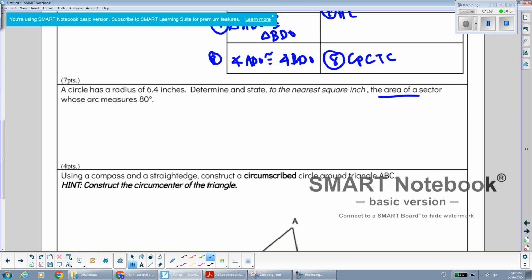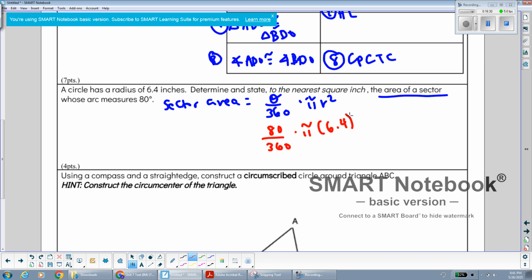Okay, this one we need the area of the sector. So sector area equals the angle over 360 times the area of the whole circle, pi r squared. So we need to find the area of the sector. The angle is 80 degrees. And the radius is 6.4.